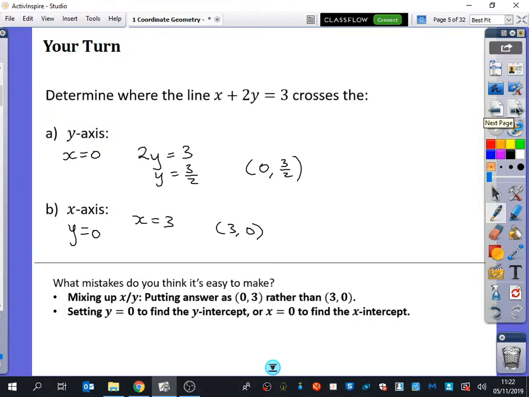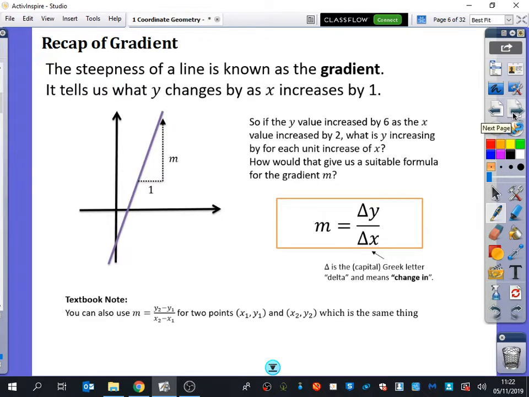Okay, we're going really fast through some of these things, which is good. Recapping the gradient. So again, this is stuff that I think it was Redwan mentioned at the beginning of the lesson. The gradient is the steepness of a line. And it tells us what y changes by as x increases by 1. I actually think that's really similar to the definition that you gave me. You said, how does y change as x moves up by 1? So if the y value increased by 6 as the x value increased by 2, what is y increasing by for each unit increase of x?